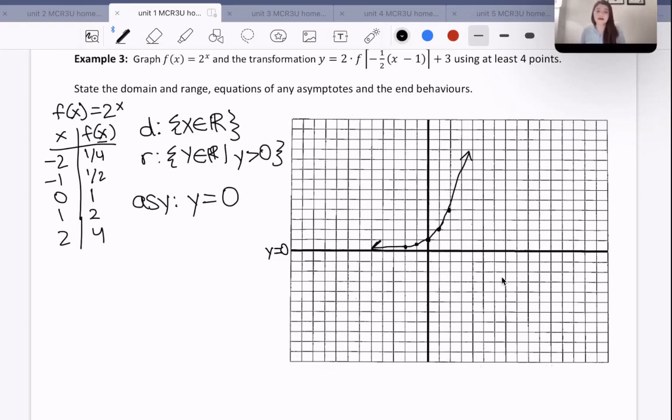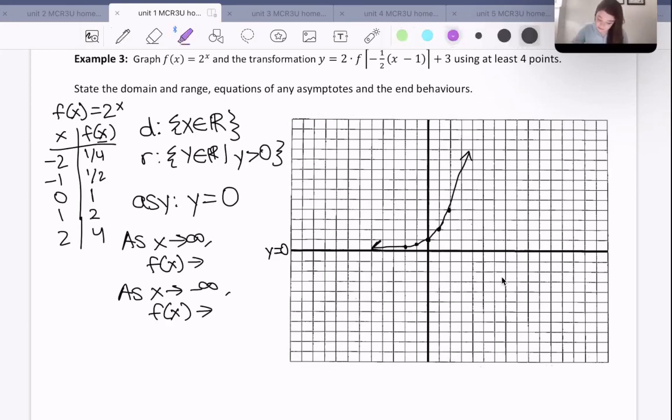Okay, then let's talk about end behaviors. What we want to do for end behaviors is, as x approaches infinity, f of x approaches what? And as x approaches negative infinity, f of x approaches what? So let's see, as x approaches infinity, as x gets closer and closer to this side, what happens with y? Well, it looks like y is going up too. As x goes up, y goes up. In fact, y goes up much faster than x. So as x approaches infinity, f of x approaches infinity as well.